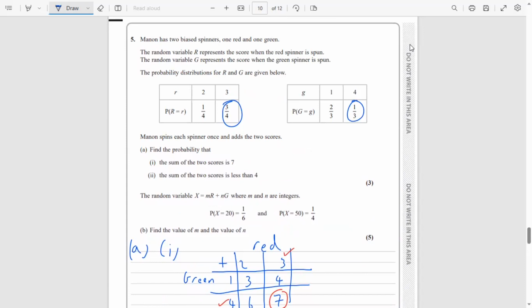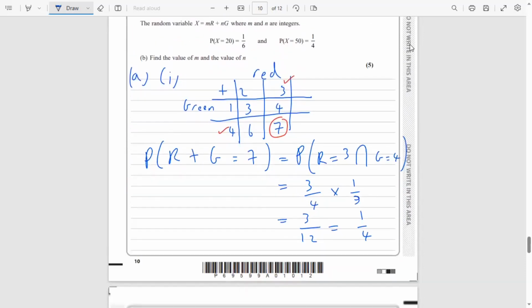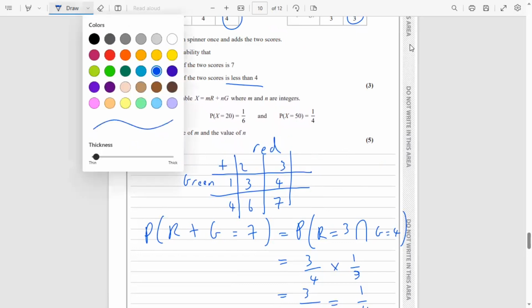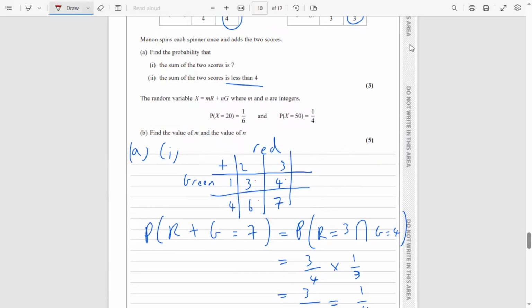Part 2, so we want to find the probability that the sum of the two scores is less than 4. So actually we can go back to our little table that we did here. Let me just rub out the red tick and the red circle here. So we want to find the probability that when we add the two spinners, we get a score less than 4. So let's circle. So we've got 4 possibilities. We get a sum of 3, we get a sum of 4, sum of 6, sum of 7.